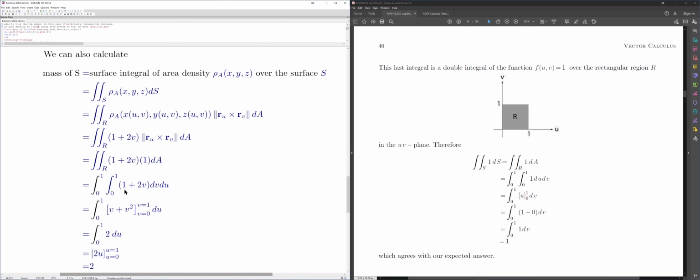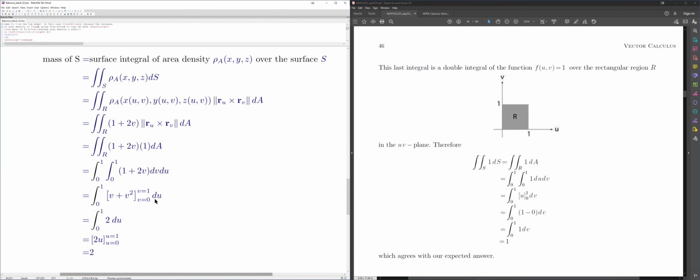So I integrate this, working from the inside out. For the inside integral with respect to v, I integrate 1 to get v, and integrate the 2v to give you v squared. You put in your v values 1 and 0, and you get 1 plus 1, which is 2. That gives you this 2 over here. So this double integral simplifies down to an integral of a single variable, and when you integrate this 2 with respect to u, you get 2u. You put in your values 0 and 1, and this just gives you 2.